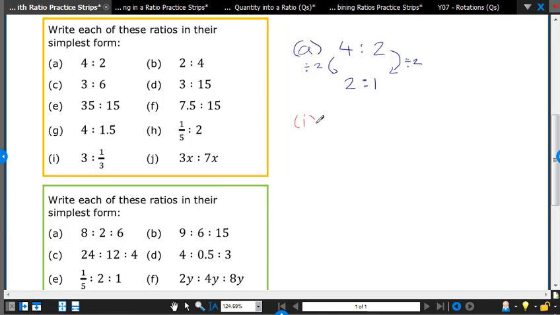This one, I, is a little bit trickier. So let's go 3 to a third. So what do we not like here? We don't like fractions in this case. We want to make that a whole number. How can we make this a whole number? We're dividing by 3, so how do we undo that? We multiply by 3. So we're going to multiply both sides by 3 to keep it balanced. There we go. So a third times 3 is just going to be 1.